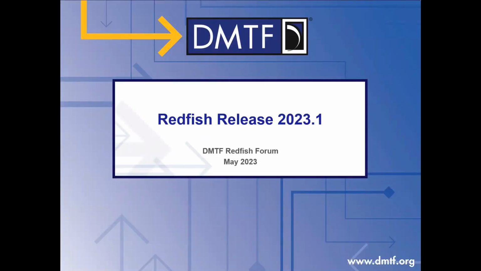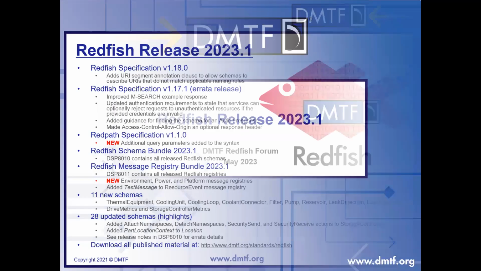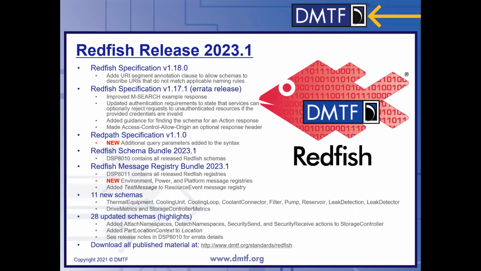So we'll begin by going into the release material for 2023.1. And so, like with most releases, we have several artifacts that we publish at a regular cadence. This is our first publication for 2023. We've released Redfish specification version 1.18. And we added in some new terminology for how we can annotate Redfish URI segments to better describe when URIs don't actually match the property naming path.